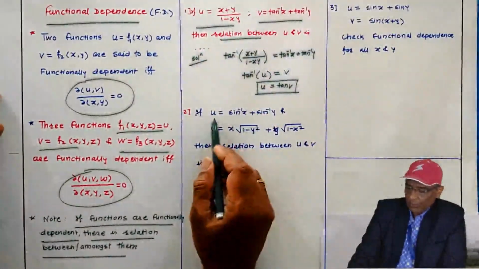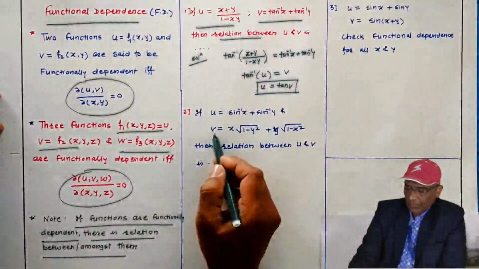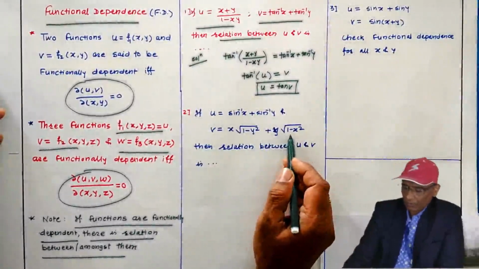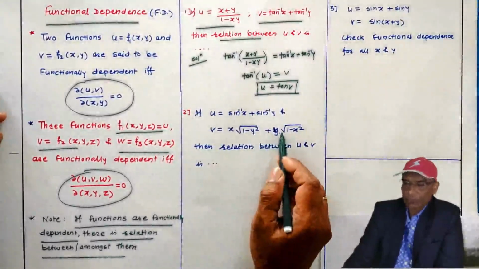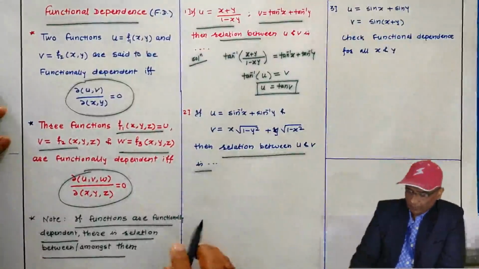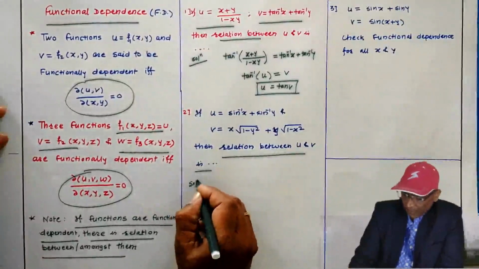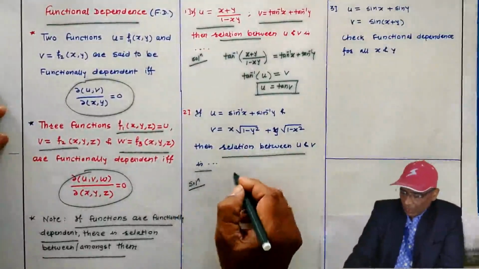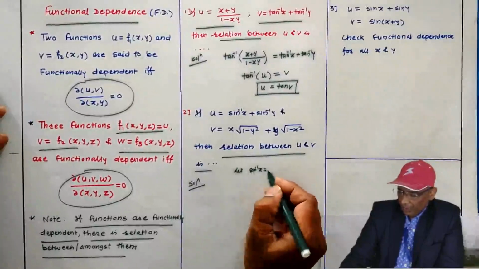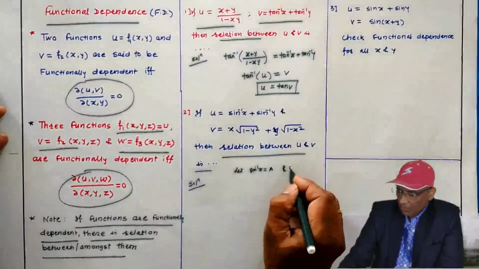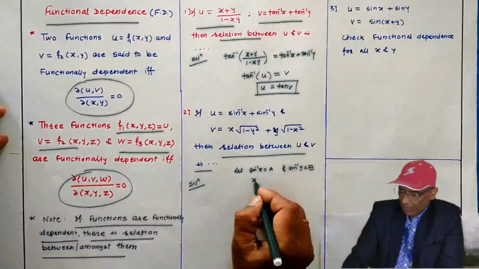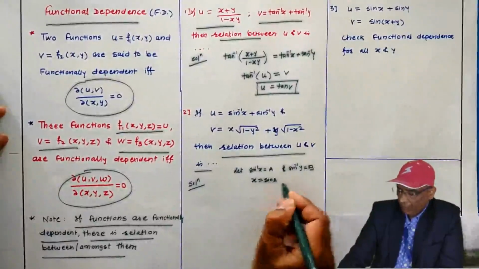Next problem: u equal to sin inverse x plus sin inverse y, and v equal to x root of 1 minus y square plus y root of 1 minus x square. Then the relation between u and v is asked. We are going to find out the relation. Here what I am going to do is let sin inverse x equal to a and sin inverse y equal to b, for convenience. So x equal to sin a and y equal to sin b.